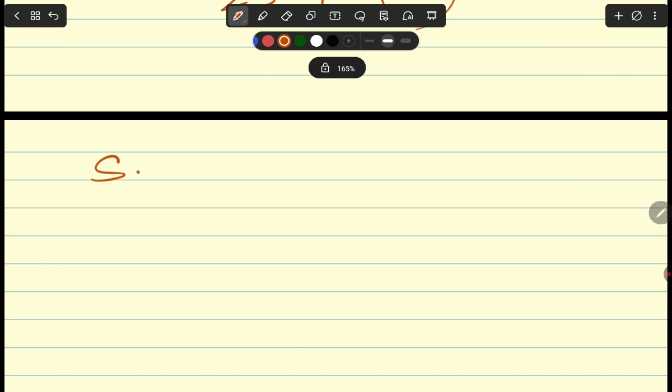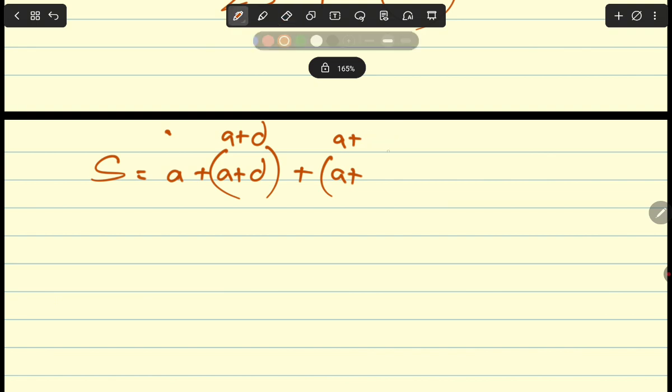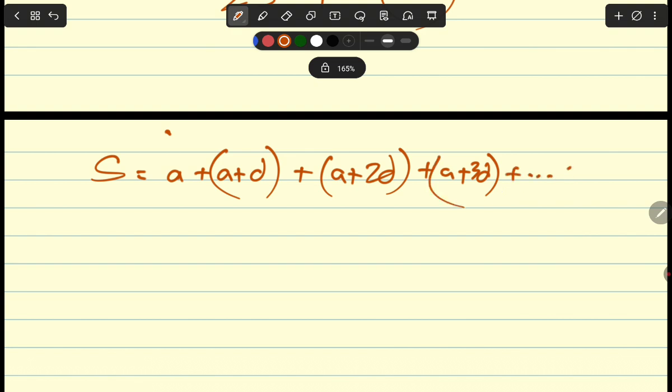So the sum was a, plus a plus d. This is the second term. The third term is a plus n minus 1 into d. 2 minus 1 is just 1, so a plus d. A plus n minus 1, 3 minus 1 times d is 2d, right? So this is how we are getting all of these, plus a plus 3d all the way till the last term, right?